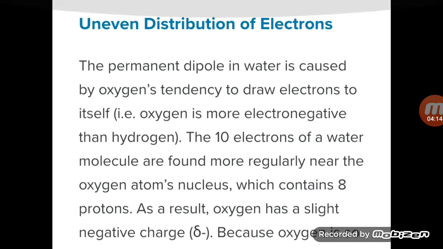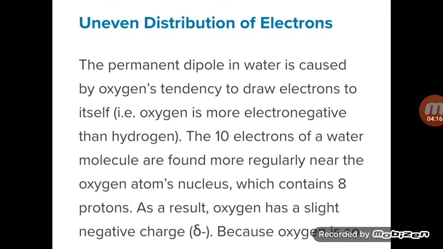Okay, uneven distribution of electrons. What is the reason for dipole-dipole interaction? Why can a molecule be converted into a dipole? How can a dipole be created? What is the reason for the dipole? It is that there is an uneven distribution of electrons. The negative part has more electrons and the positive part has fewer electrons.